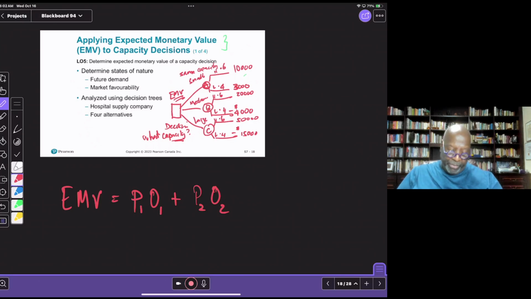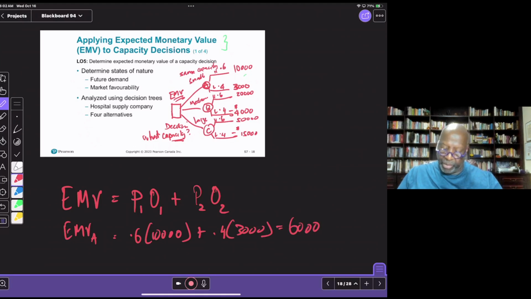So for example, the very first one, EMV A, would be 0.6 times 10,000 plus 0.4 times 3,000. So that's basically 6,000 plus 4 3s are 12, plus 1,200, is equal to 7,200, right?